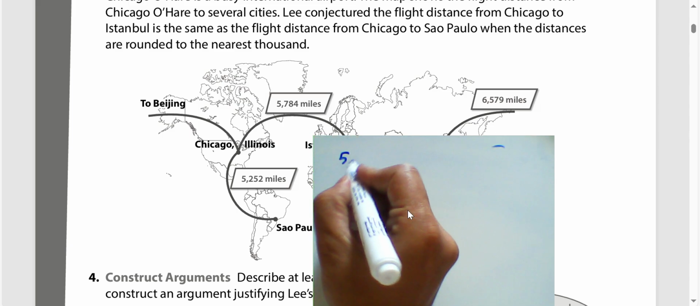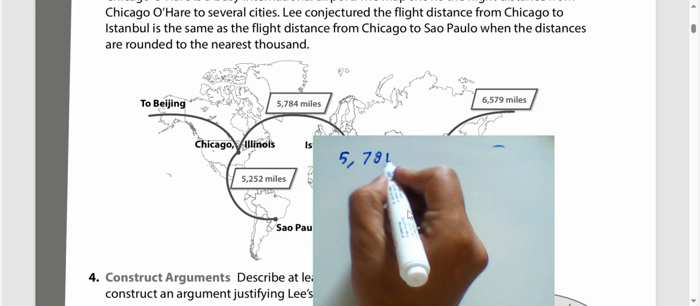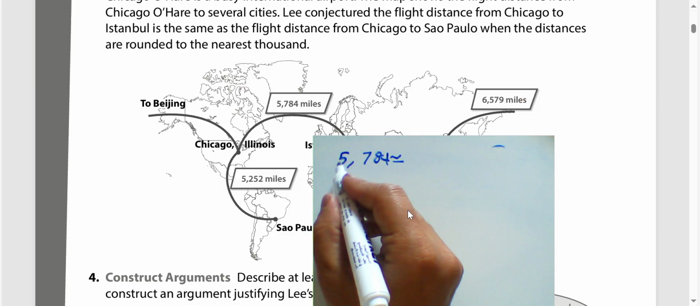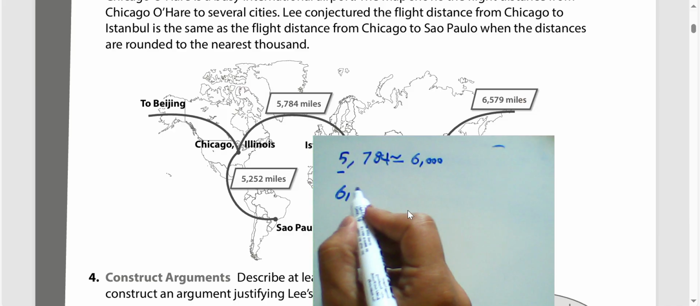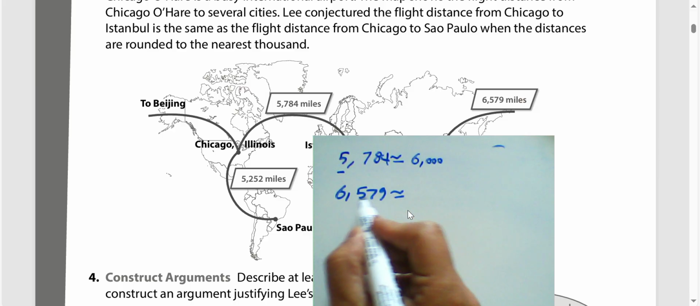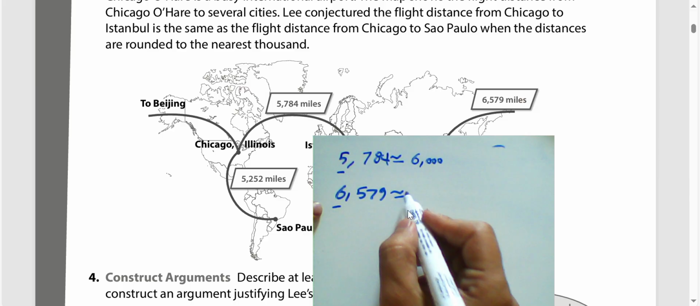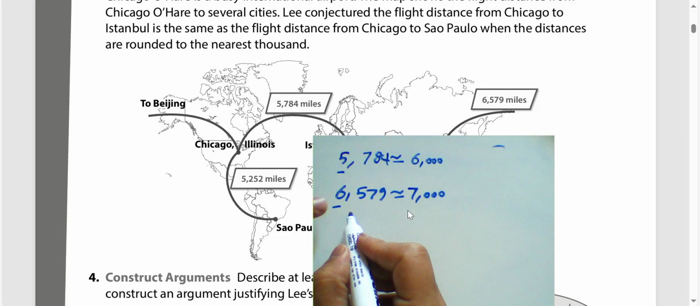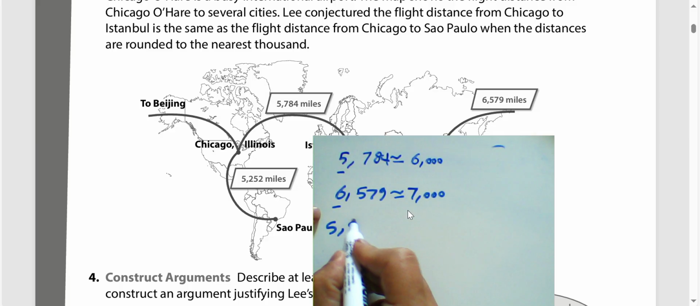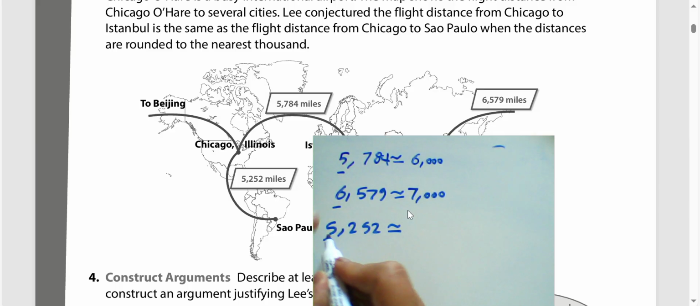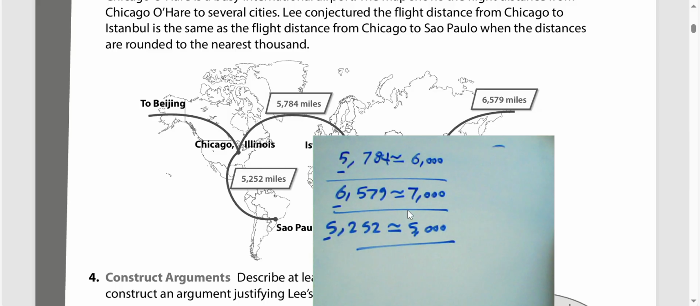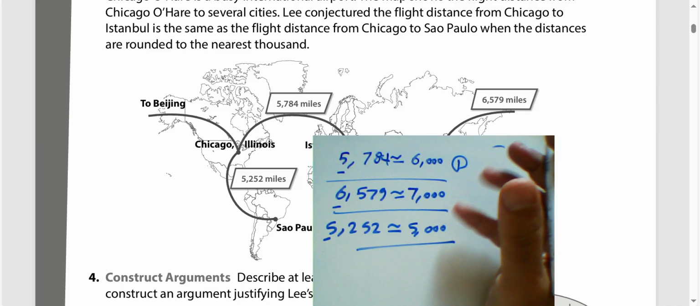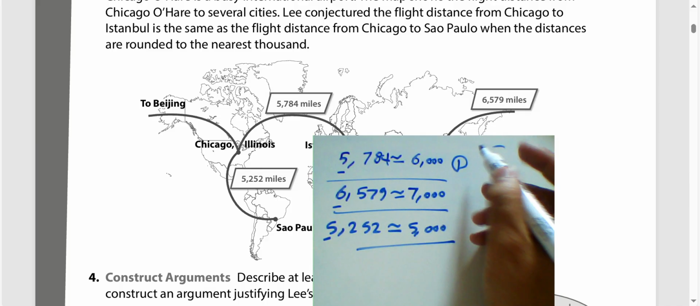First one, 5,784. We can approximate it to the nearest thousand, so we give one to the left-hand side. It will be 6,000. And 6,579 approximated to the nearest thousand will be 7,000, and 5,252 to the nearest thousand will be 5,000. We can compare them by finding the approximate rounding. That is the first method, or we can compare by using approximating. That is the third method.